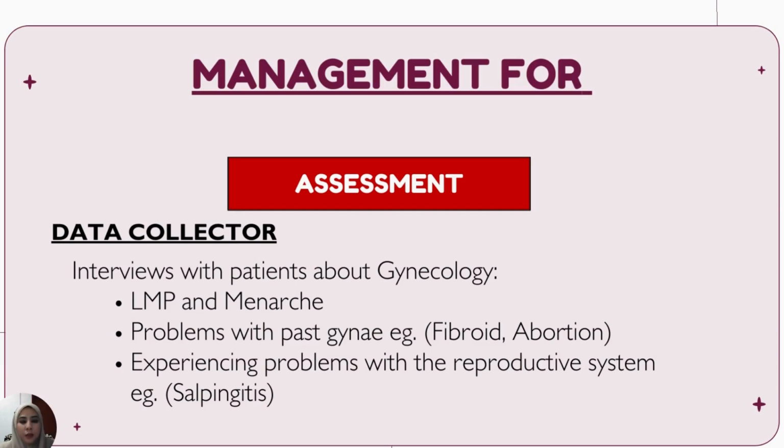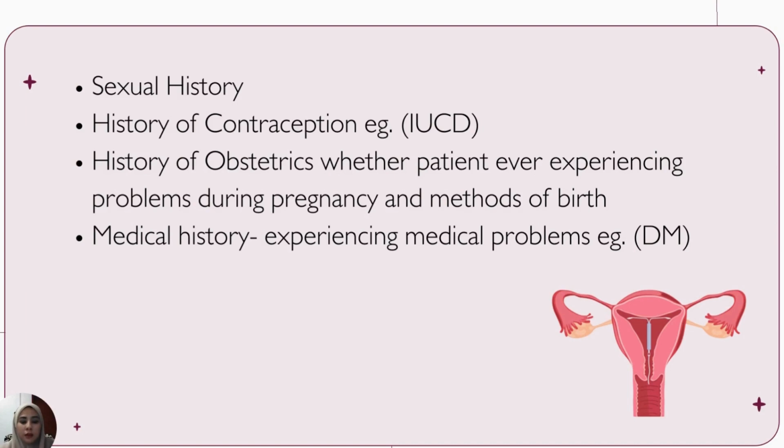The important data include the gynecology history of patients such as last menstrual period and menarche, problems with past gynae such as fibroid or abortion, experiencing problems with the reproductive system such as salpingitis. Other than that, data will be collected regarding the sexual history, history of contraception such as use of IUCD, obstetric history where the patient ever experienced problems during pregnancy and method of birth, and medical history regarding medical problems such as diabetes mellitus.